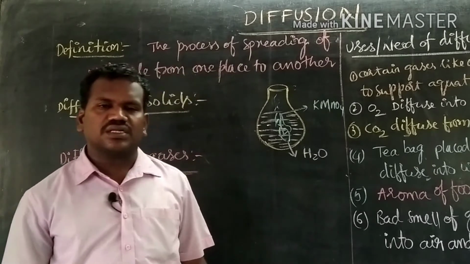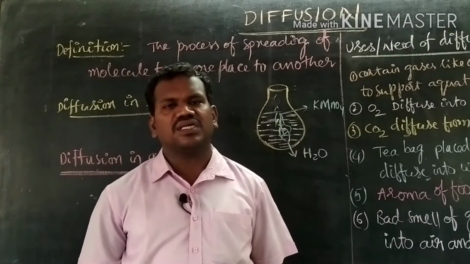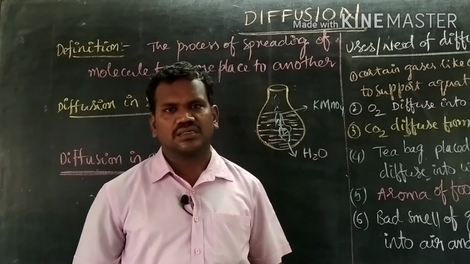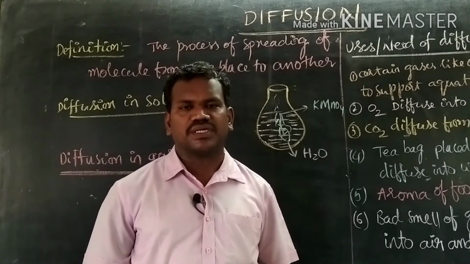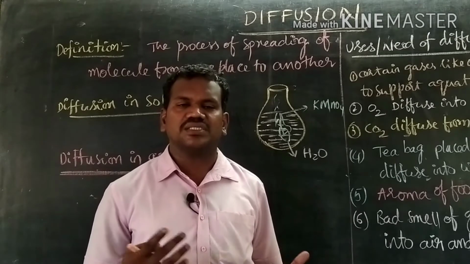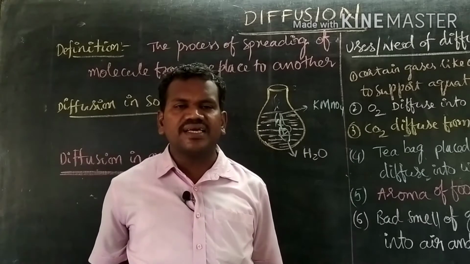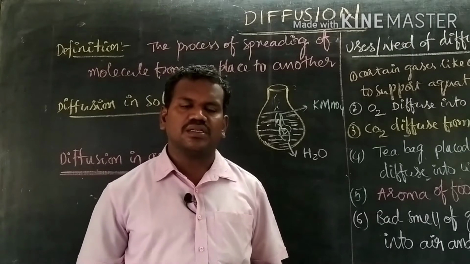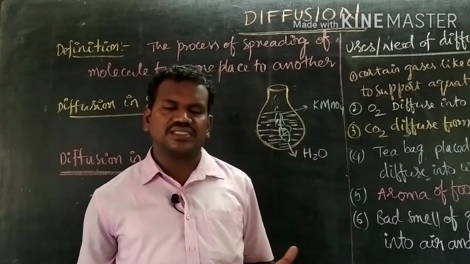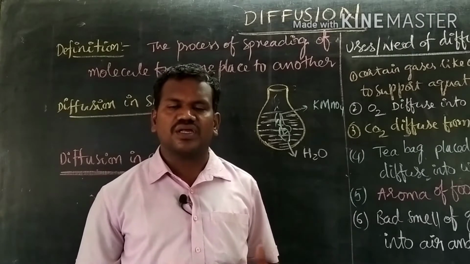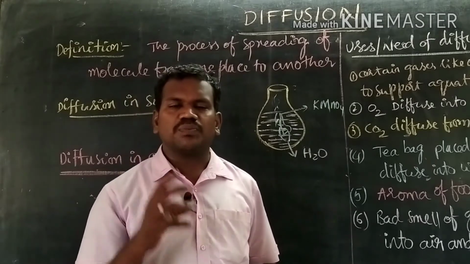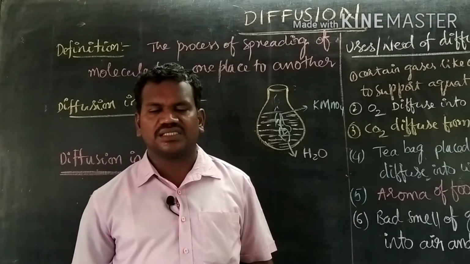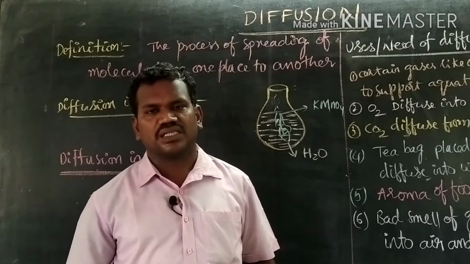The word diffusion came from the Latin word diffusa. The meaning of diffusa is spreading, moving from one place to another place. In Latin, it means migration: the migration of people, of birds, of certain races from one area to another area. For that purpose, they used the word diffusa, meaning movement from one place to another place.